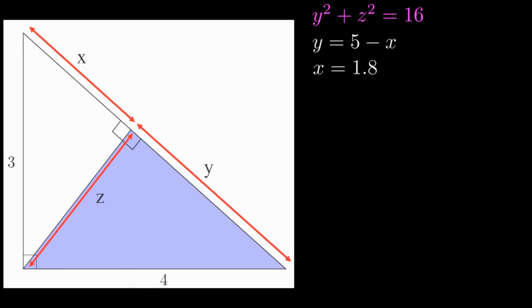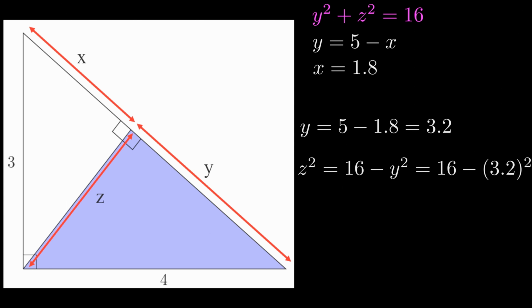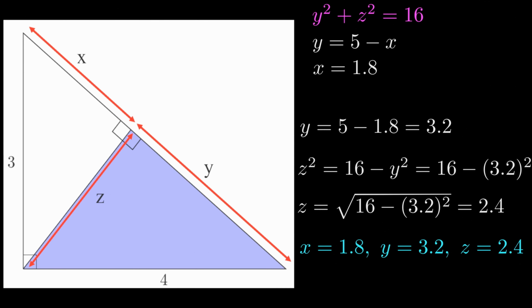Now, if we plug x is equal to 1.8 into y is equal to 5 minus x, we get y is equal to 3.2. Now, if we pay attention to the equation y squared plus z squared is equal to 16, we can subtract y squared from both sides so that we get z squared is equal to 16 minus y squared, which is equal to 16 minus 3.2 squared. And if we take the square root of both sides of that equation, we get z is equal to the square root of 16 minus 3.2 squared, which is equal to 2.4. We have x is equal to 1.8, y is equal to 3.2, and z is equal to 2.4.